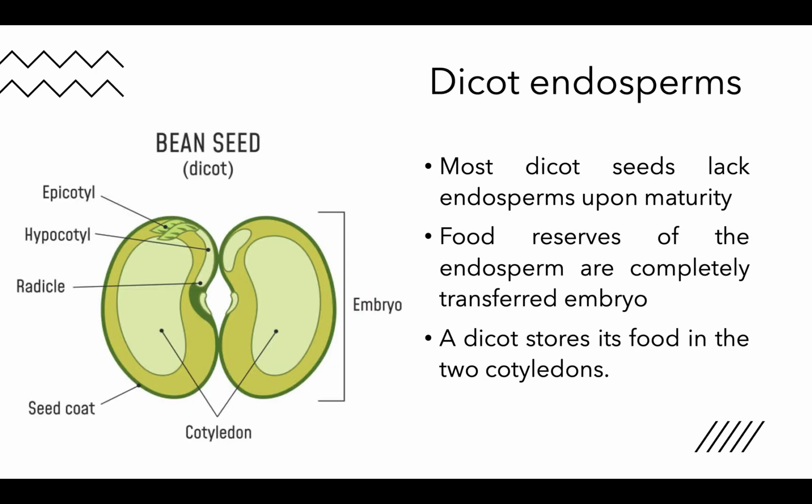In contrast to dicot seeds, the food reserves of the endosperm are completely exported to the growing embryo as the seed completes its development. For this reason, dicot seeds lack endosperm upon maturity. Instead, what provides nourishment to the embryo is the stored food in the cotyledons, not endosperm.